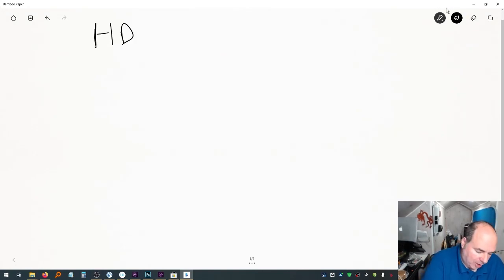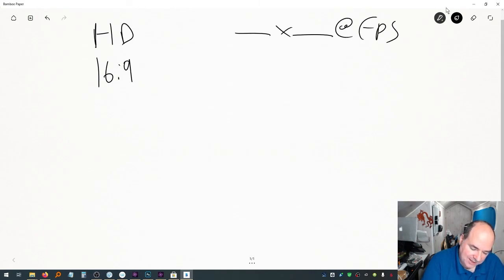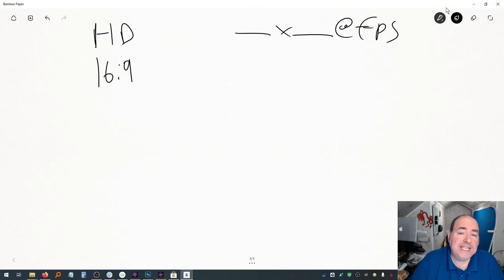Now with HD, we are always dealing with 16 by 9. And as I told you before, we're dealing with the width by height at frames per second. That's how we look at it. When we're talking about HD, there are 3 different flavors of HD. They're not competing standards. They're all considered HD. But we always only talk about the second number.